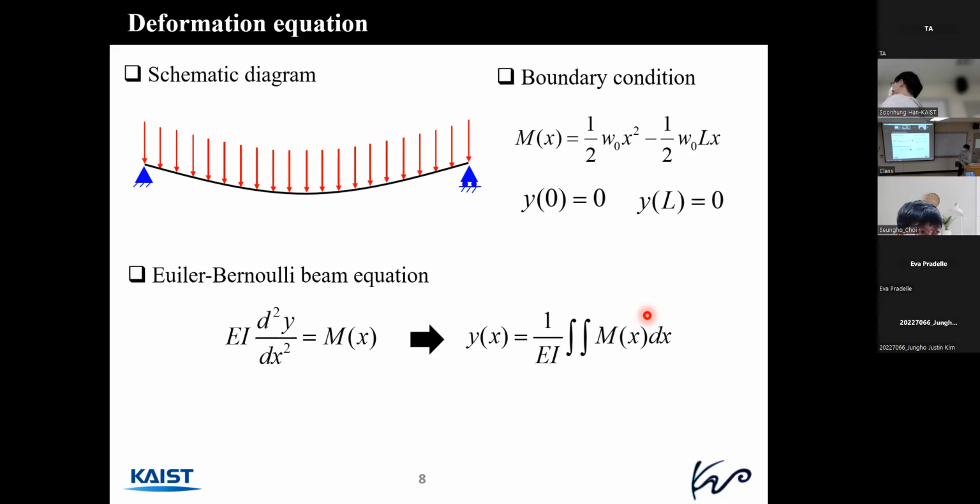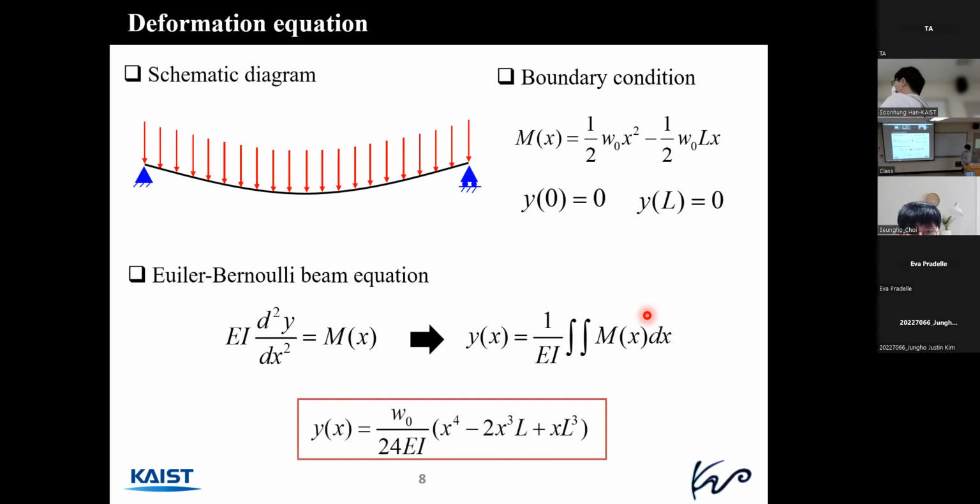The well-known Euler-Bernoulli equation explains that the second derivative of the beam profile is related to the moment function by EI. At this time, E means the Young's modulus of the beam, and I means the second moment of inertia of the beam. By integrating the equation, we can get the profile of the y-axis. And the final result is that y is determined by w0, E, I, and also the function of x.